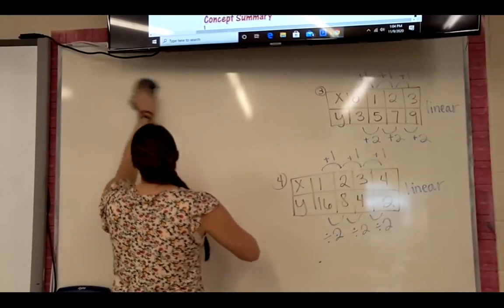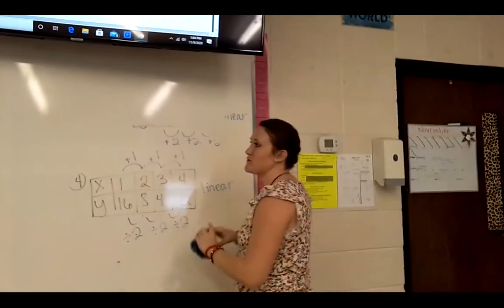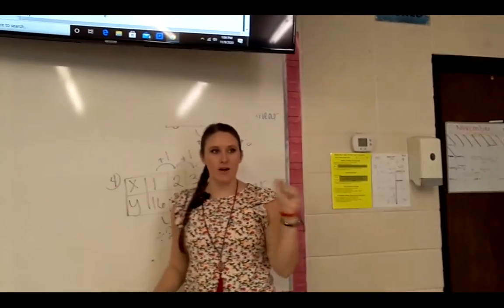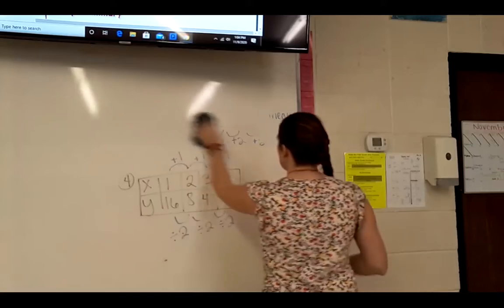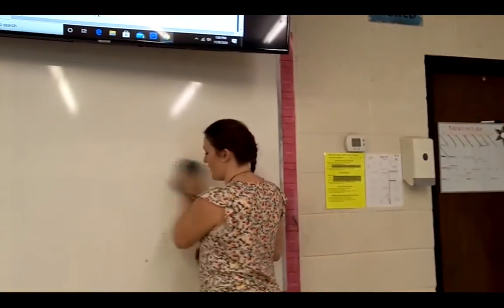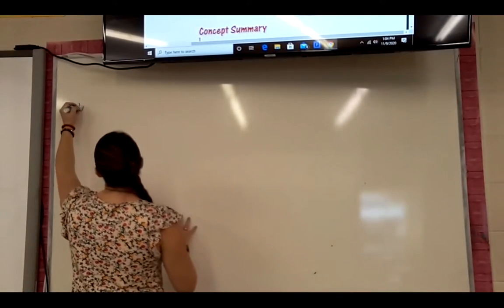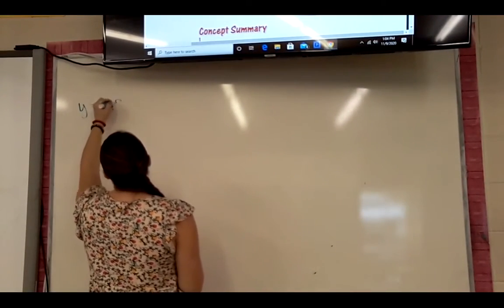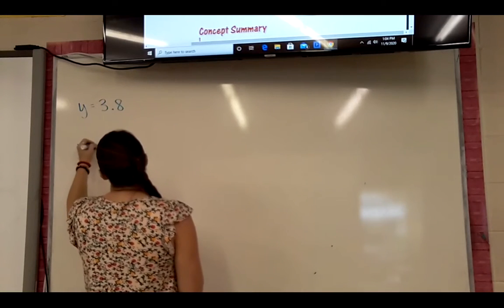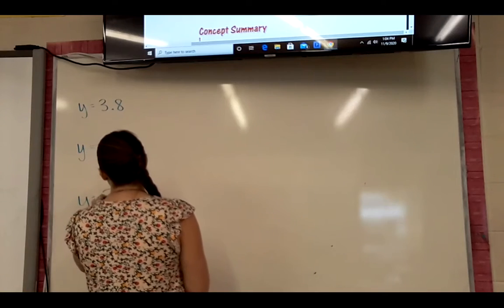So what I want you to do, they list out 6 different equations. Go ahead and write those down, but I would write them up and down because we're going to write stuff out beside each one. Just those equations. So we have y equals 3.8. Y equals the square root of x. Y equals 3 to the x power.